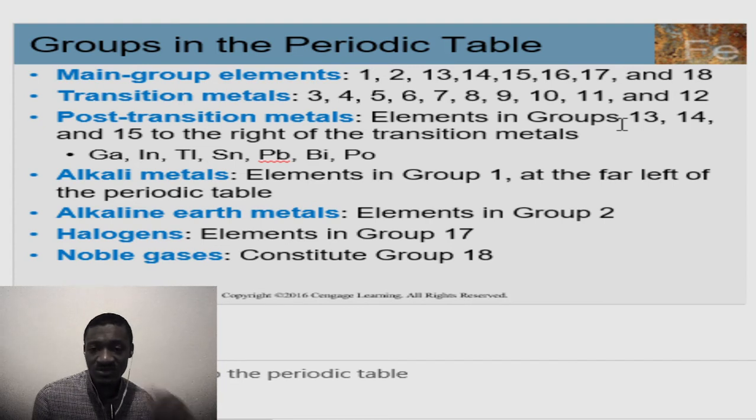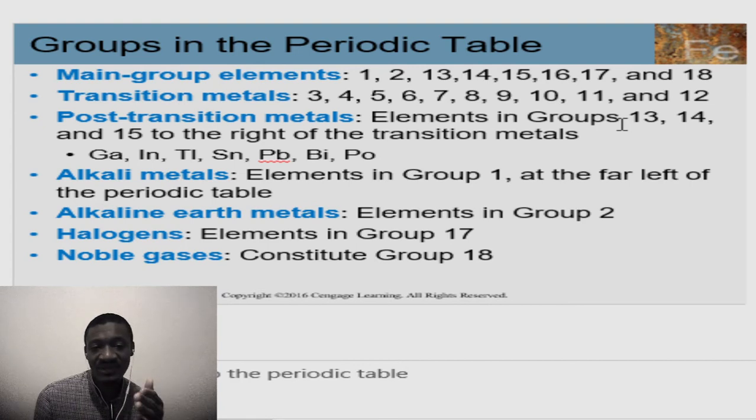The word post means after transition. Pre is before transition, post is after transition. So it means that immediately after the transition metal, you have your 13, 14, 15. So those are your post-transition metals.